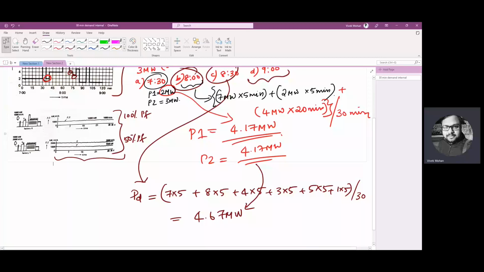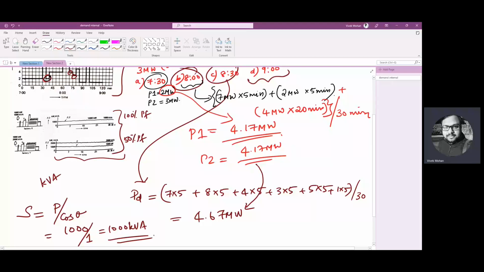So it would appear that both users should pay the same bill. However, we must not neglect the fact that the apparent power drawn by each plant is different. Apparent power is in kVA, right? How will I find the apparent power drawn by factory X? Apparent power is represented by S, which is equal to P divided by cos theta, which is equal to 1000 divided by 1 for factory X, which is equal to 1000 kVA.